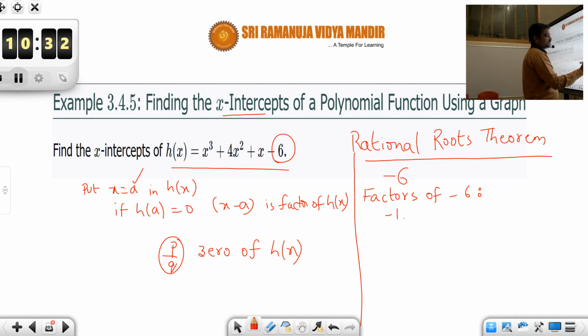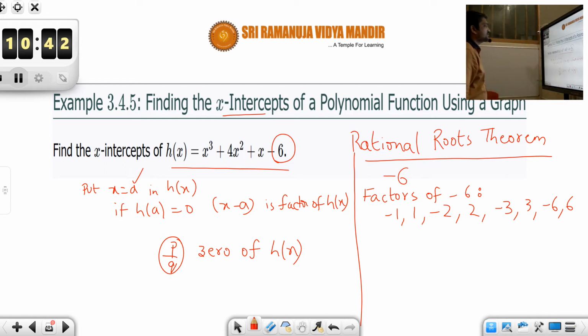Factors of minus 6 are minus 1, plus 1, minus 2, plus 2, minus 3, plus 3, minus 6, plus 6, right? Okay, students. So these are the factors of minus 6. What does the rational roots theorem tell us? That if there is some 0 of this form, then one of these would be a factor. One of the factors of the constant is going to satisfy h of x, or it is going to be the 0 of h of x. Let's see whether it is true.